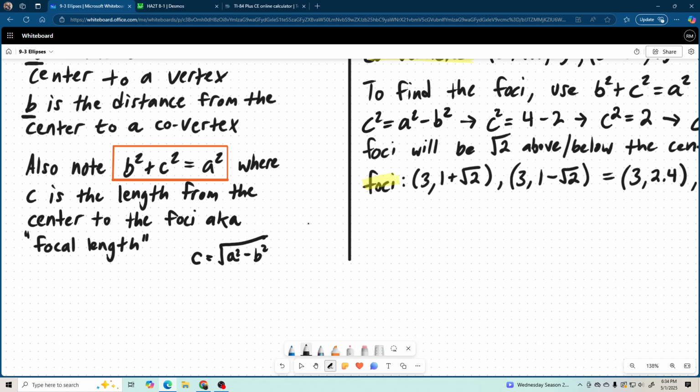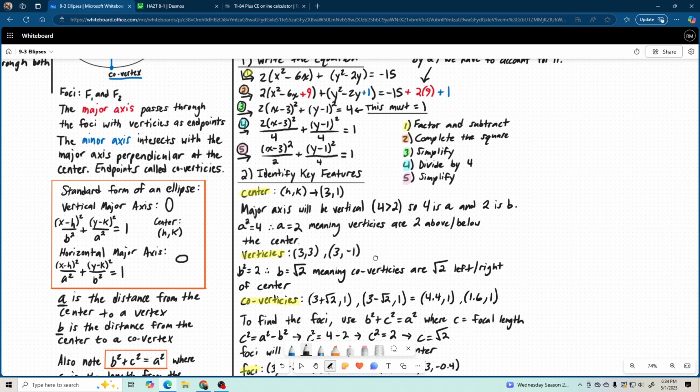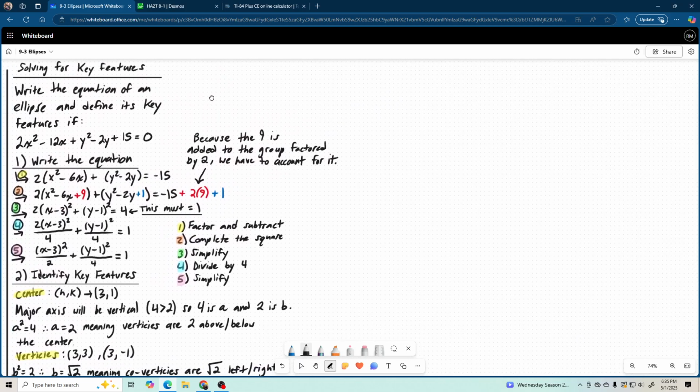It's a little bit different than the Pythagorean theorem because in this case the c is on the left, but it kind of looks similar. So we can use this formula here, c equals the square root of a squared minus b squared, to find the focal length. All right, so let's jump into a problem. You're going to notice we're going to use some stuff like we did in circles, where we're going to have to complete the square and things like that.